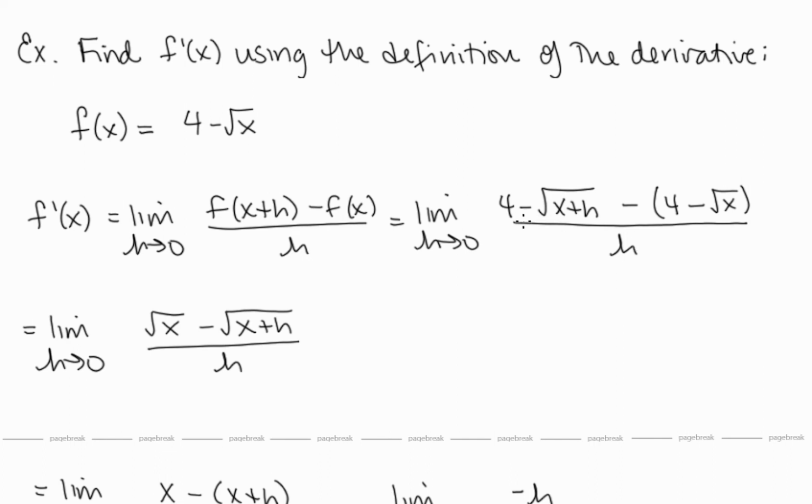So simplifying in the numerator, we see that the 4 and the -4 will cancel, and we end up with radical x minus radical x plus h over h. In order to be able to factor and cancel an h from numerator and denominator, we're going to have to get this h outside of the radical, which means, as we've seen in previous lessons, we're going to need to multiply here by the conjugate. So we have radical x plus radical x plus h over itself.